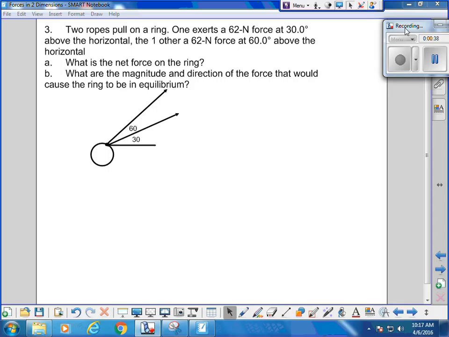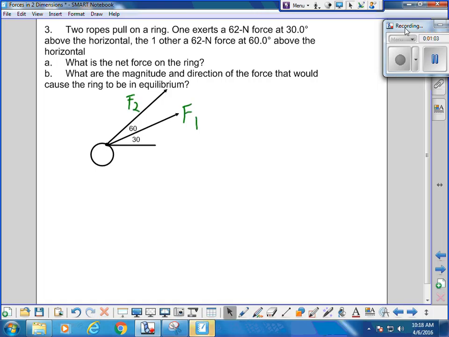Two ropes pull on a ring. One exerts a 62 Newton force at 30 degrees above the horizontal. The other is a 62 Newton force at 60 degrees above the horizontal. What is the net force of the ring? What are the magnitude and direction of the force that would cause the ring to be in equilibrium? So if we label these, the 30 is first, so we'll label this one F1 and this one F2.